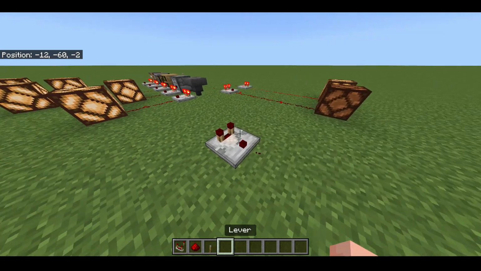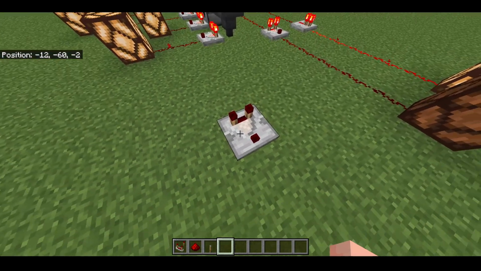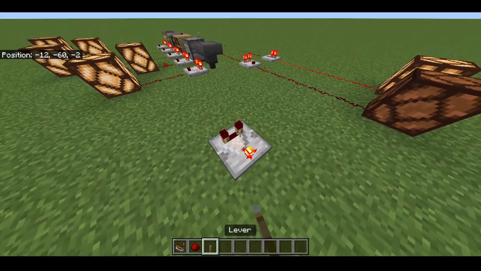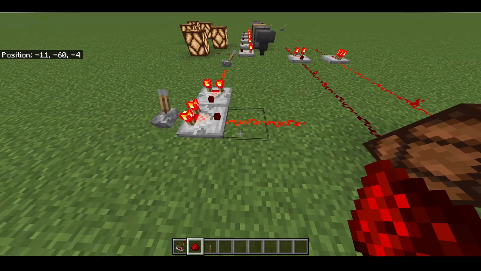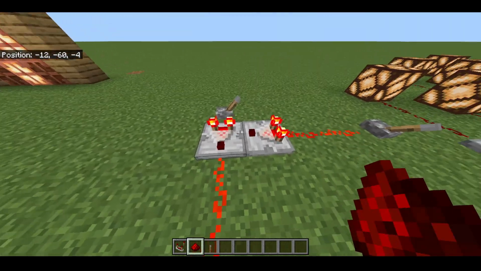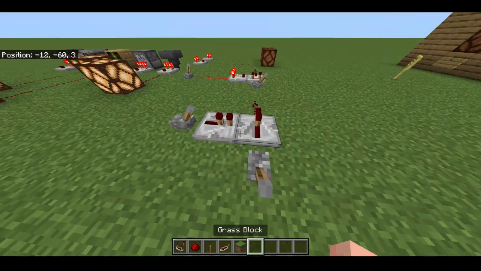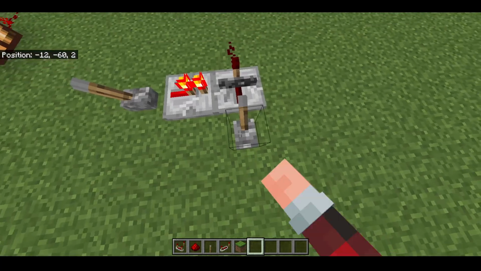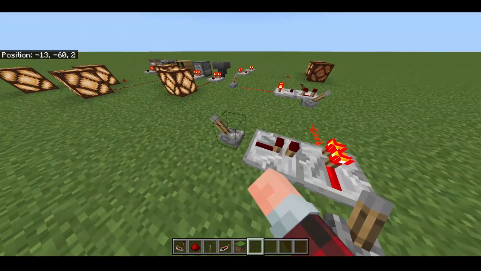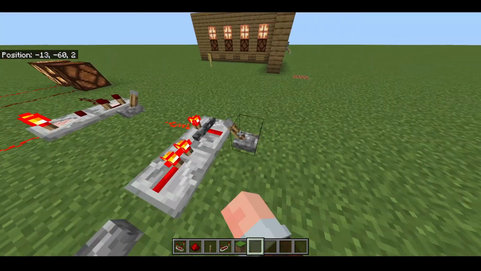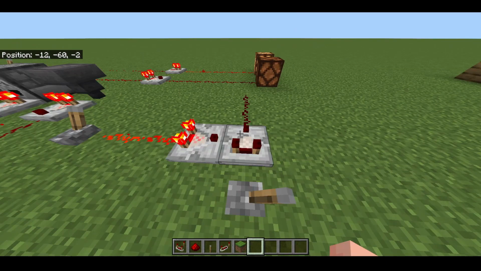So what you'll see here is that a comparator actually has two modes. It has addition mode and subtraction mode. So we can see here that this comparator running into this comparator does nothing. It's not like repeaters where if I put it in, it locks it, whether it's on or off. So then what does it do?